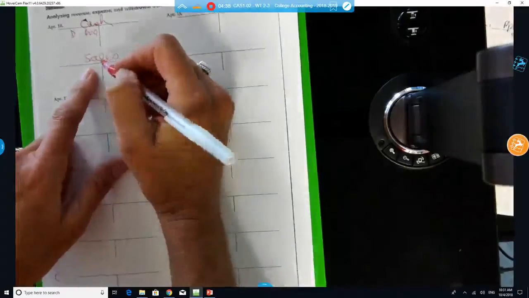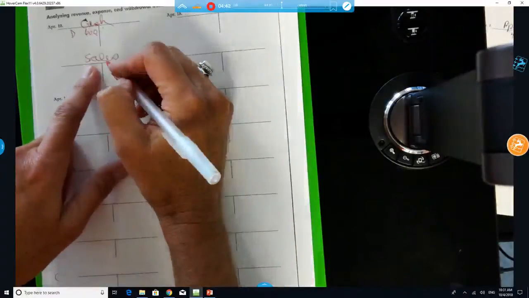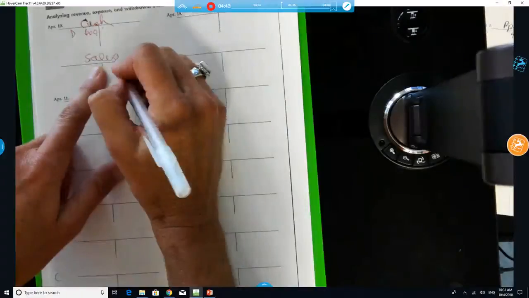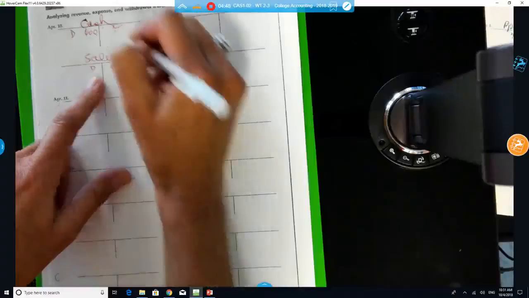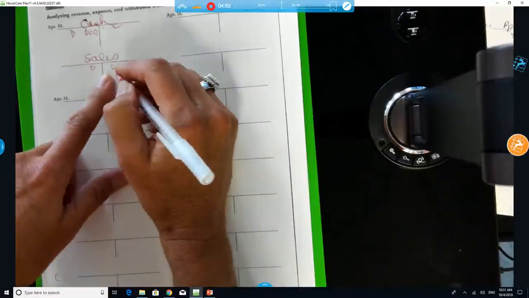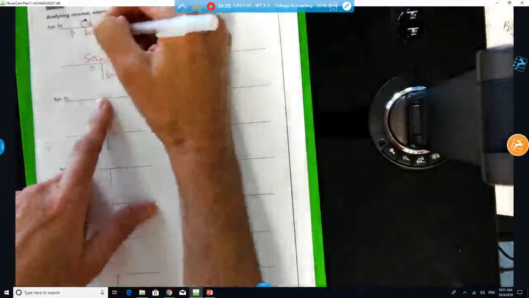Sales. If I sold something for cash, is my sales going up or down? It's going up. So what's its normal balance side? Credit. So if its normal balance side is credit, then it should increase on its credit side, right? So we're going to credit our sales for $600, and then we have our debit and our credit, because one of our rules is you're always going to have debits and credits equal each other.